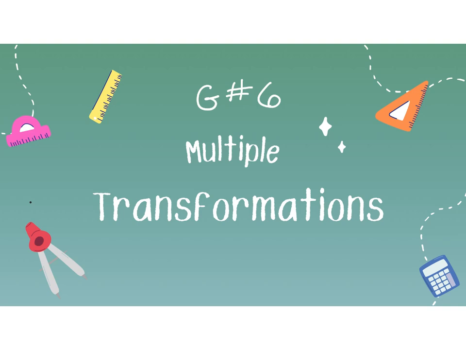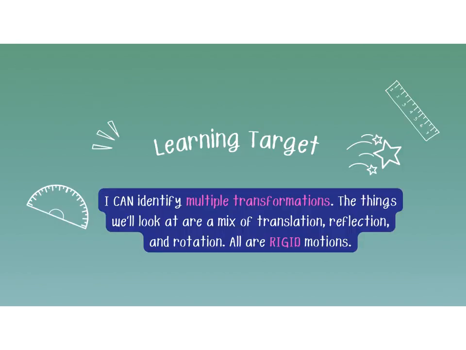Today we're going to do multiple transformations. So that means that we'll be doing more than one thing to a shape. Our learning target today is that we can identify multiple transformations. The things we'll look at are a mix of a translation, a reflection, and a rotation.